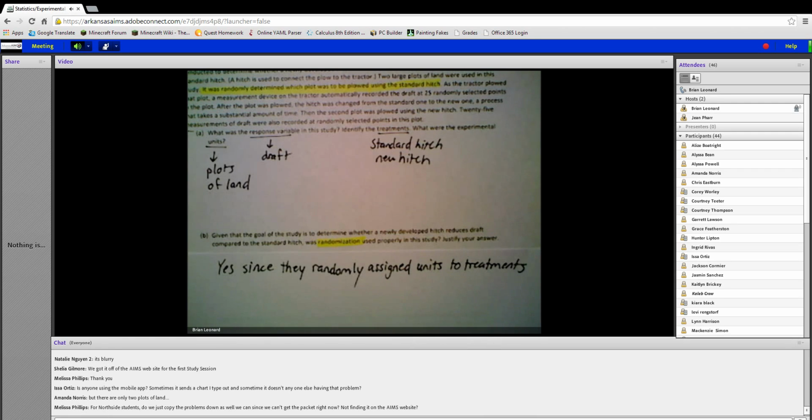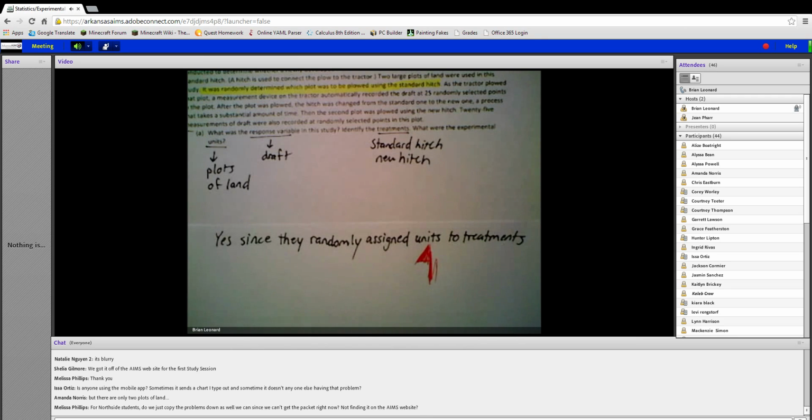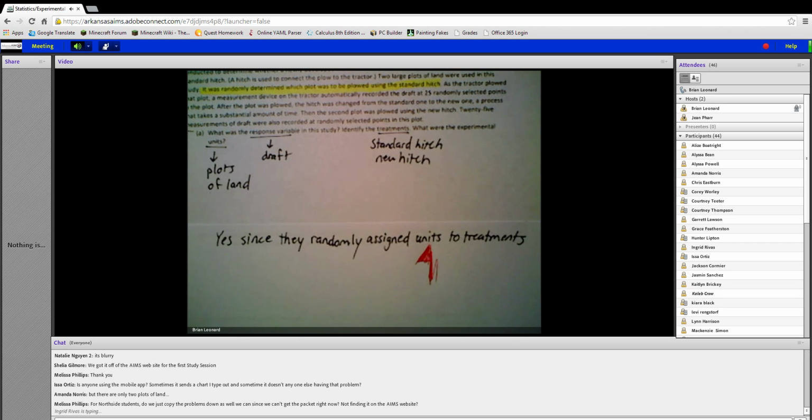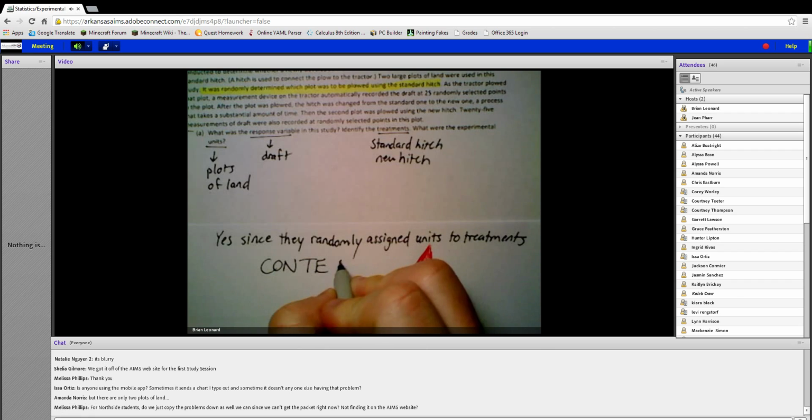Well, if I can ever put a big red flag, there's my beautiful red flag. If I can ever put a red flag on anything, it's this right here. On the AP exam, what makes students lose tons of points on the open response is this right here. Context.